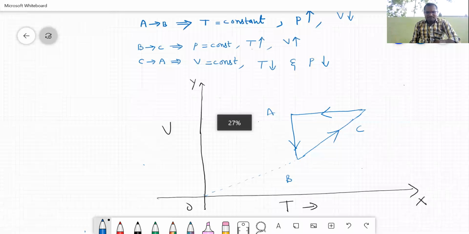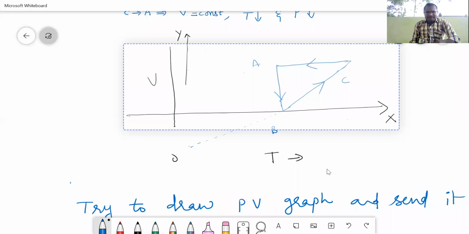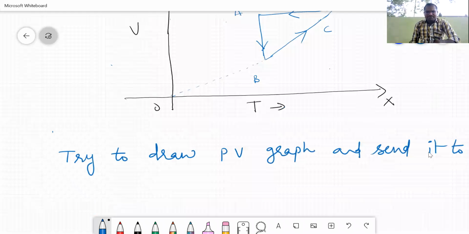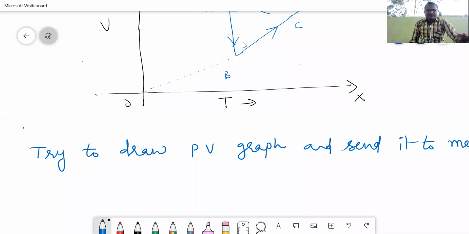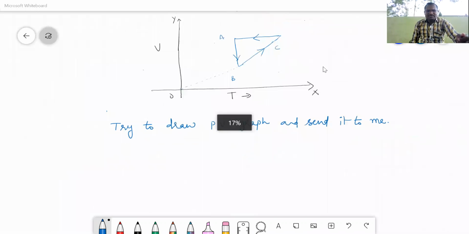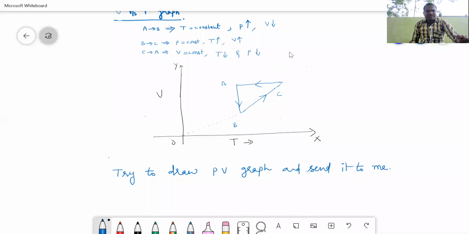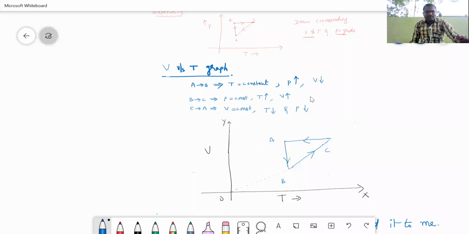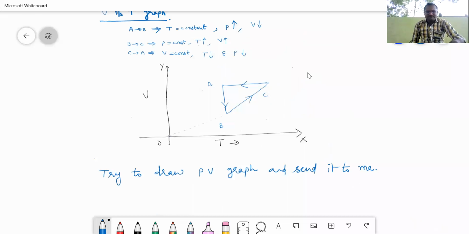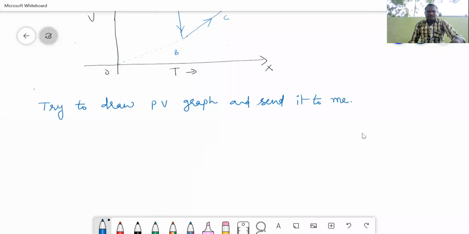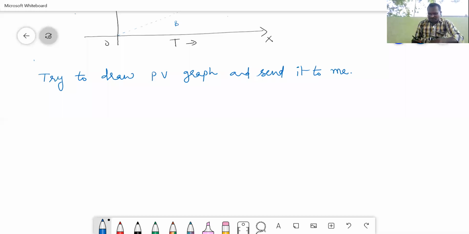See here. I told you to try to draw the PV graph and send it to me. Only Amruta has drawn it and sent it. What about the remaining students? Now let us draw the PV graph. Let us see how it will be. See, the PV graph we want.